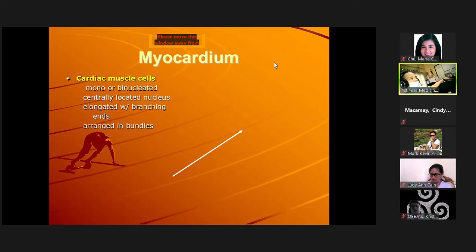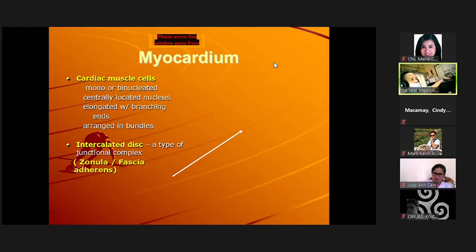It is arranged also in bundles similar to your skeletal muscle. The presence of intercalated discs is very characteristic of your cardiac muscle cells. This is a type of junctional complex. It is the zonula or fascia adherens.